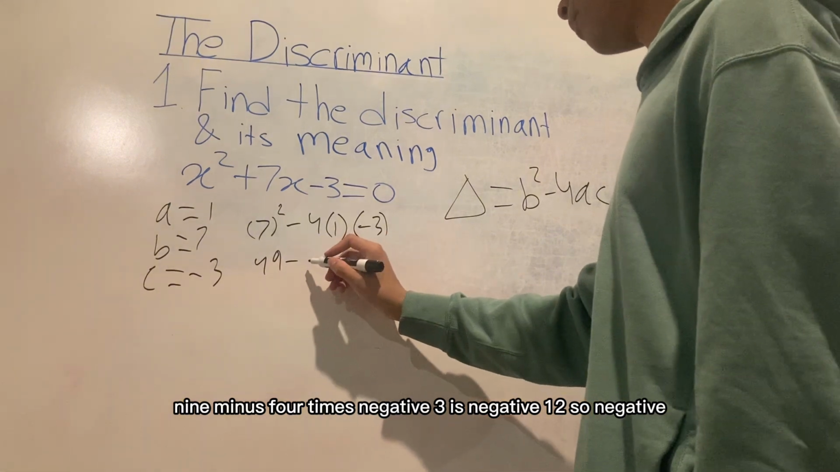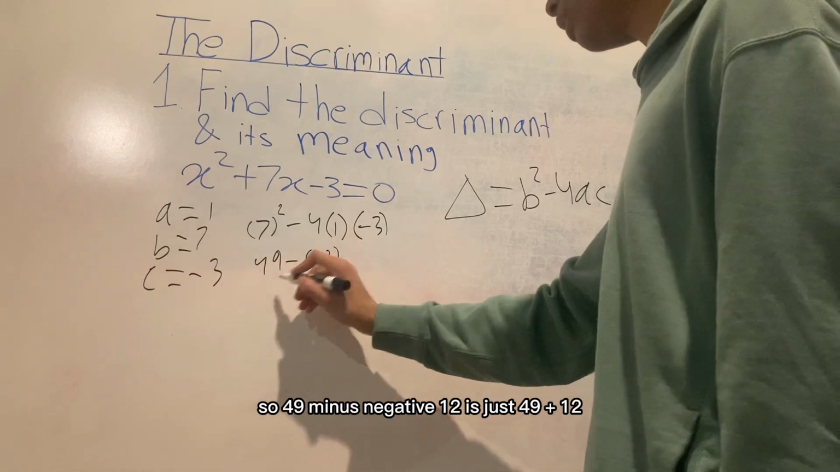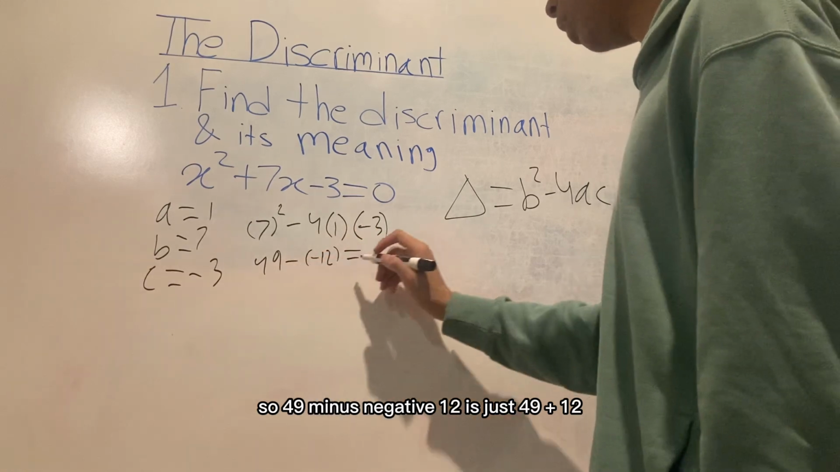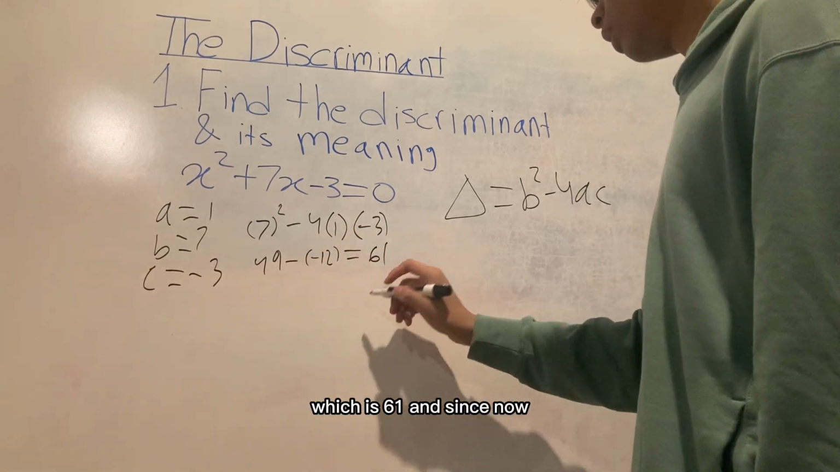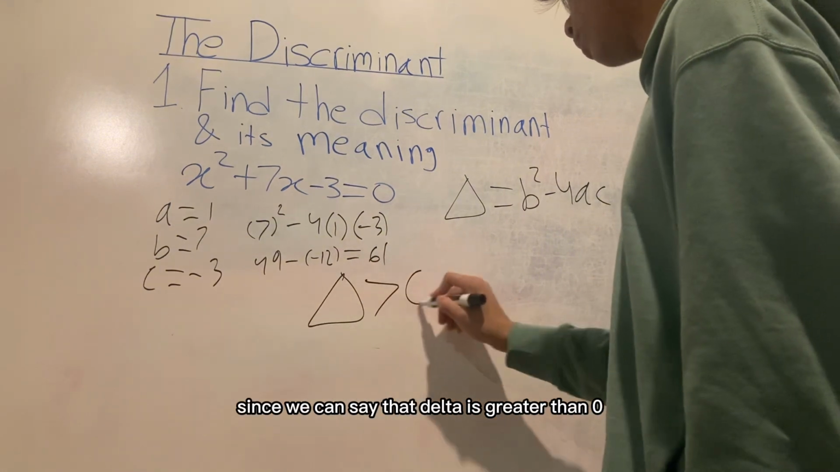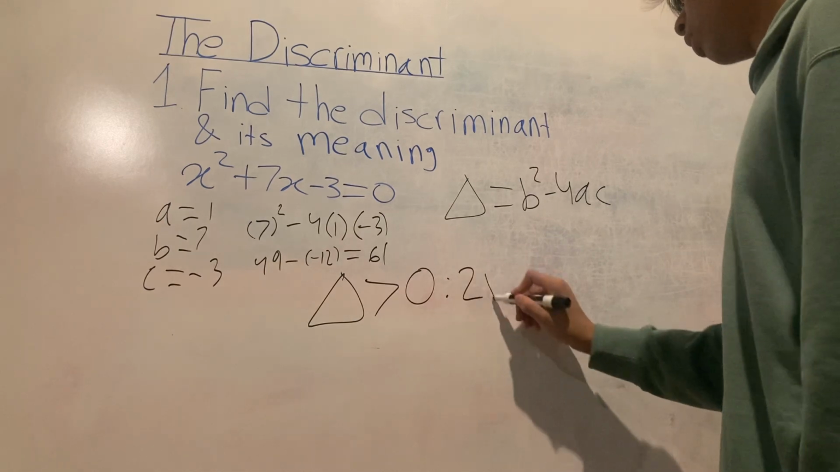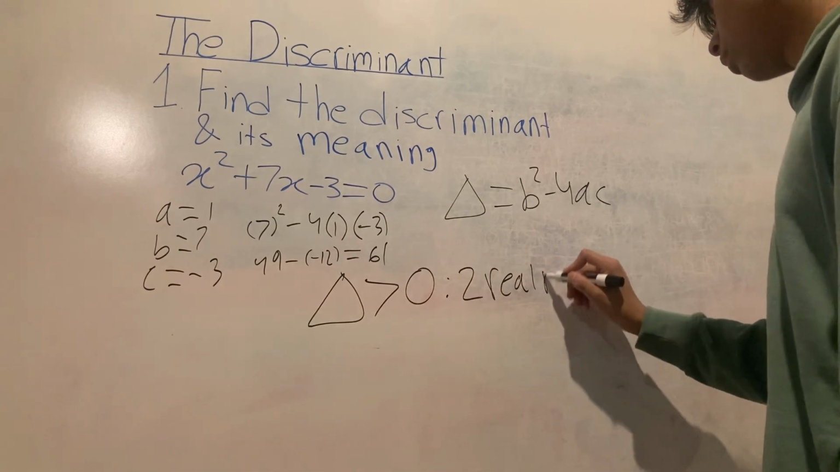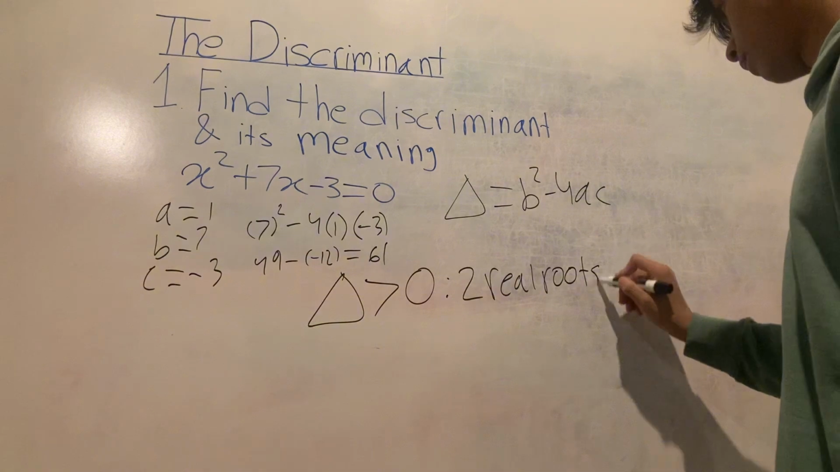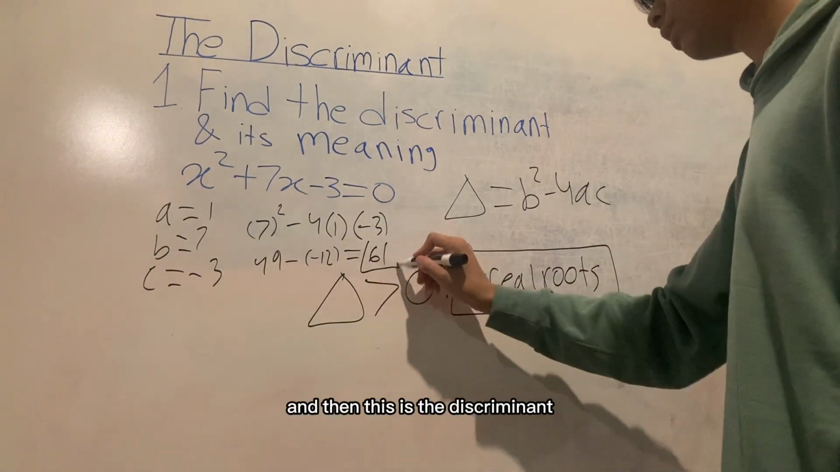49 minus negative 12 is just 49 plus 12, which is 61. Since delta is greater than 0, we can say that there are 2 real roots. And this is the discriminant.